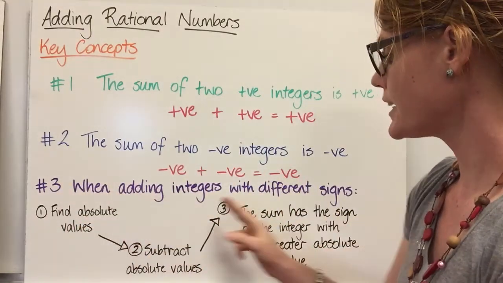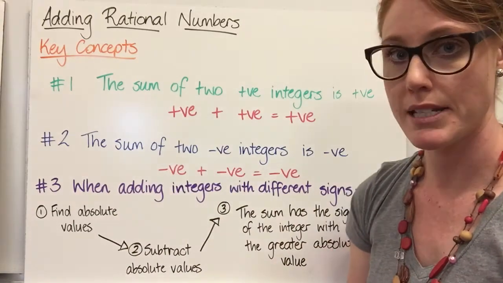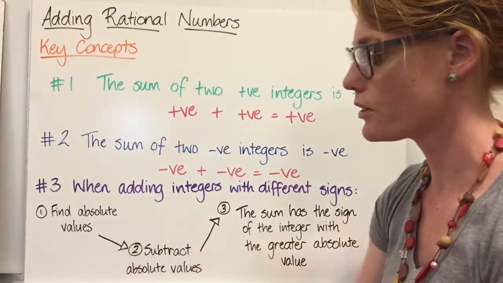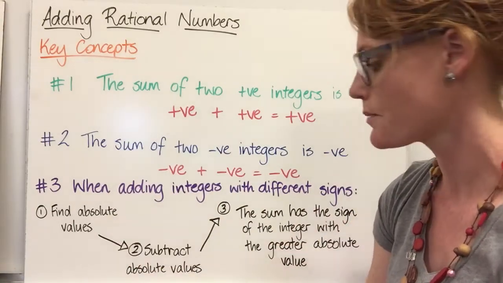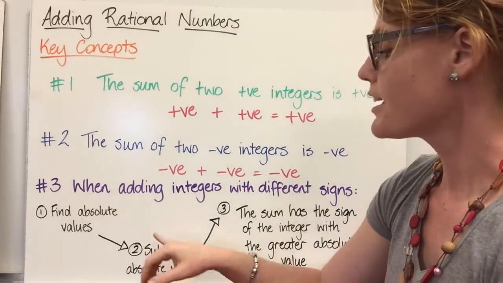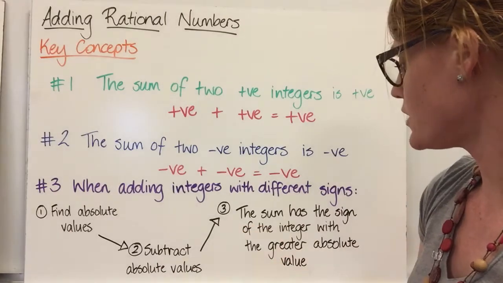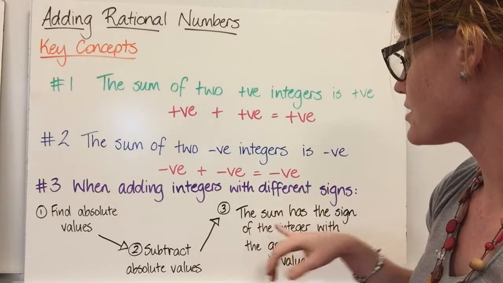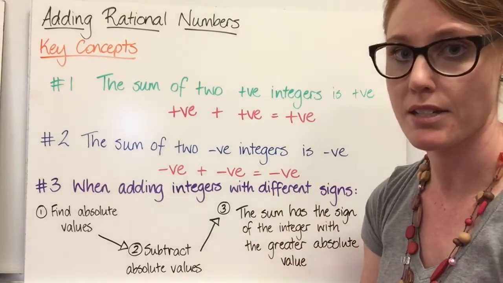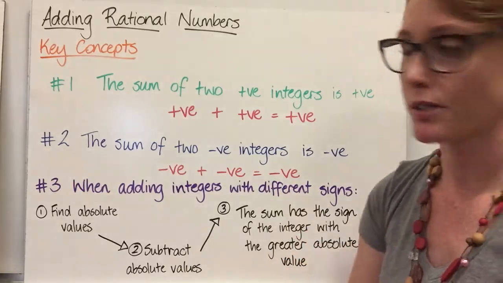Number 3, when adding integers with different signs, there are 3 steps that you need to follow. First, you're going to find the absolute values of the integers. Then you're going to subtract those absolute values. And thirdly, you're going to assign the sum the sign of the integer with the greater absolute value.